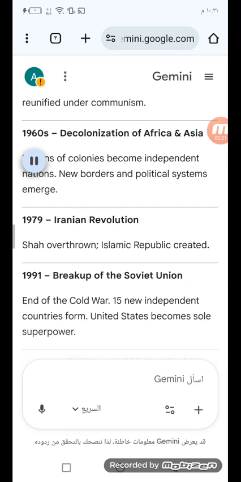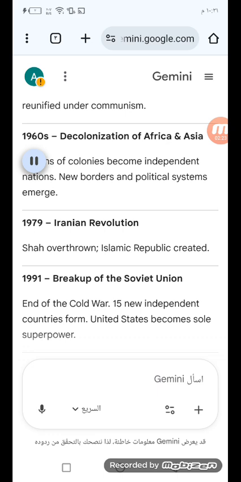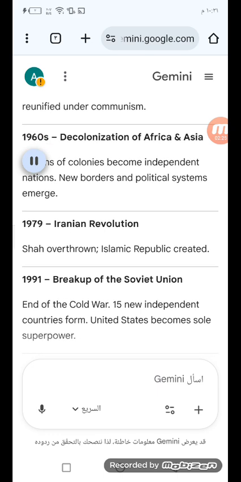1960s, decolonization of Africa and Asia. Dozens of colonies become independent nations. New borders and political systems emerge. 1979, Iranian Revolution. Shah overthrown. Islamic Republic created. 1991, breakup of the Soviet Union. End of the Cold War.